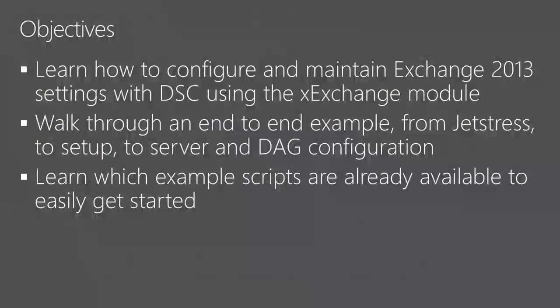So today I'm going to be talking about how to automate Exchange 2013 using PowerShell Desired State Configuration, or DSC. The primary objective for this module is to teach you how to take the Exchange module for PowerShell DSC and use it to configure many different, or hopefully all, aspects of your Exchange 2013 deployments. Once we do that, I'm going to walk through an end-to-end example of all the different possible areas you could configure using DSC.